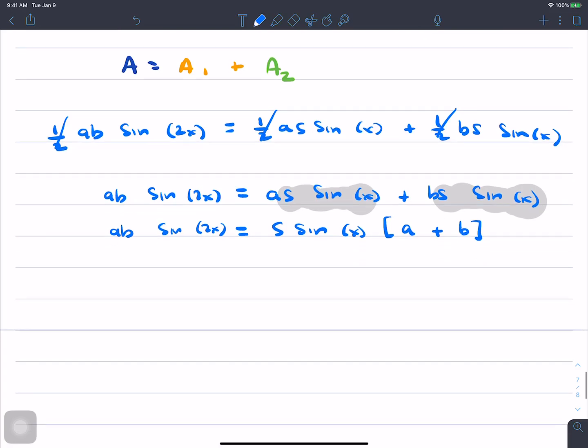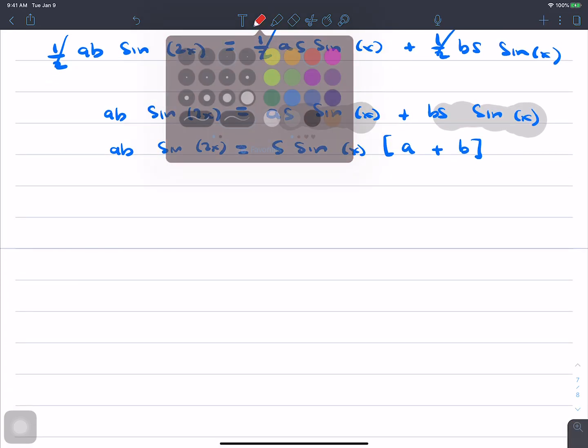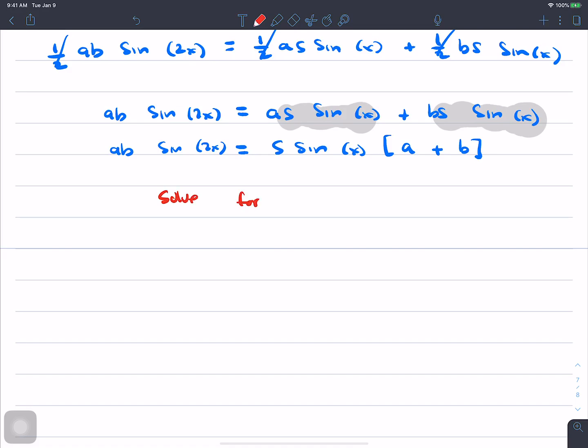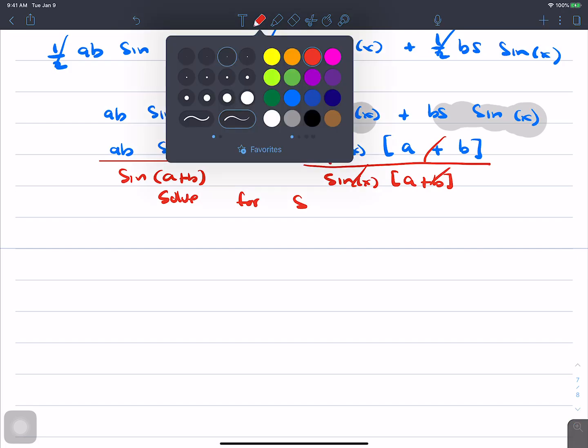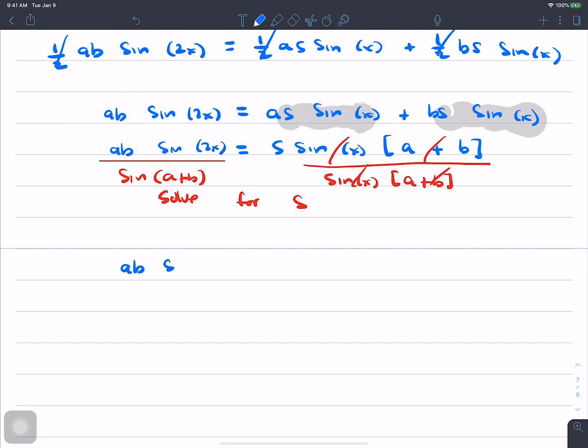So what I'm going to do, ladies and gentlemen, I'm going to solve for S. Let's write that in red. Okay, we're going to solve for S now, the letter S. And you'd solve for S by dividing both sides here by sine A plus B. And so on the right side, we have the cancellation. So we're left with this on the left. We get AB sine 2x over, and this is going to be sine of x.